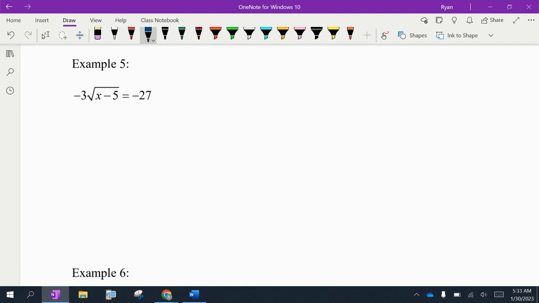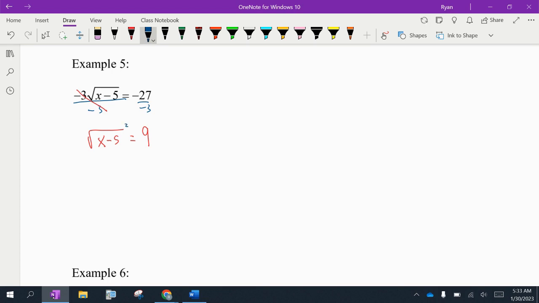Example 5 is another one where we have to do step number 1, where we have to isolate the square root. And I notice that this time the -3 is multiplied by that square root. And so I have to isolate the square root by getting rid of this. I don't add 3 to both sides because it's not -3 plus that. Instead, we're going to divide both sides by -3. That makes those two cancel out. Dividing by -3 is how we undo this -3 that was multiplied by that. So it's the square root of x minus 5 equals 9.